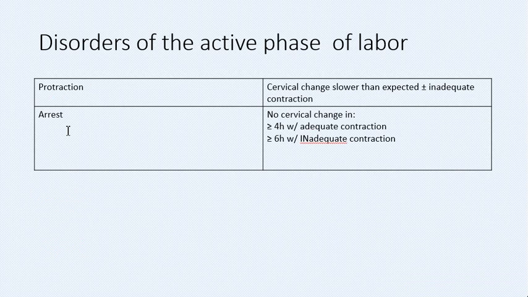We consider arrest when there is no cervical change, no cervical dilation, for more than 4 hours, or more than 6 hours, and we can find inadequate contraction. Inadequate contraction is defined as contraction of less than 200 Montevideo units.